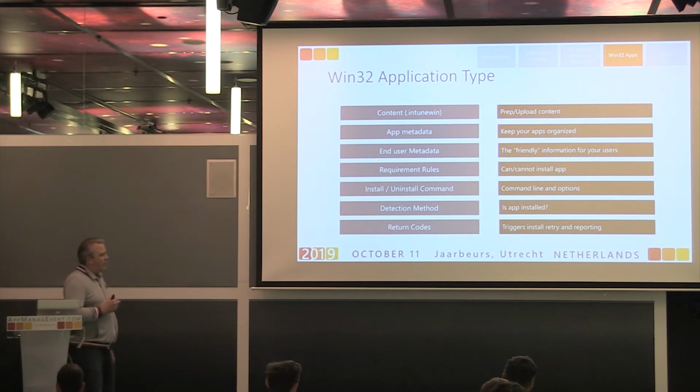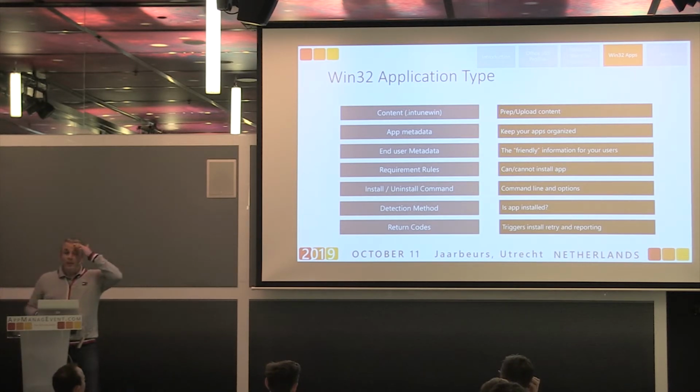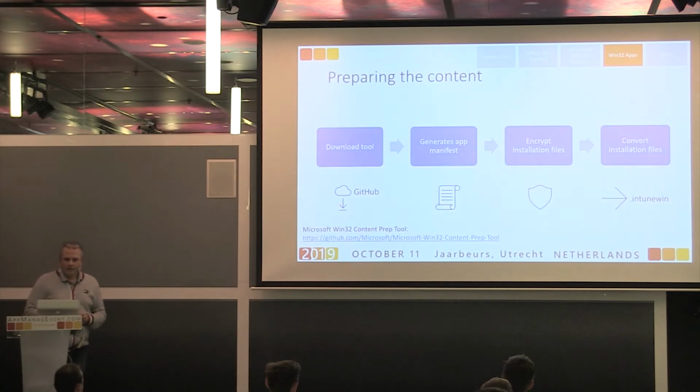And recently, a couple of months ago, I need to update this slide, they also added dependencies. So we can also create a chain of apps that depend on each other. If you have an app that requires .NET Framework 3.5 or whatsoever, and it's not available, and it's a dependency of the app which you want to install, then .NET is installed before the other app is installed. So it's Microsoft's way of closing the gap a little bit with Config Manager.